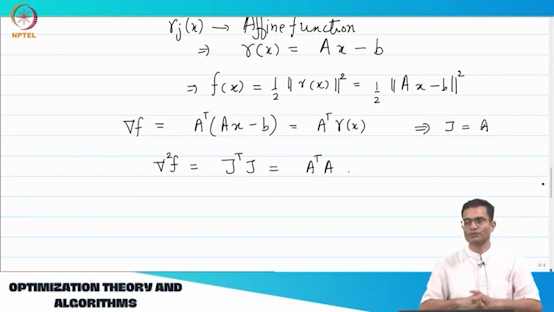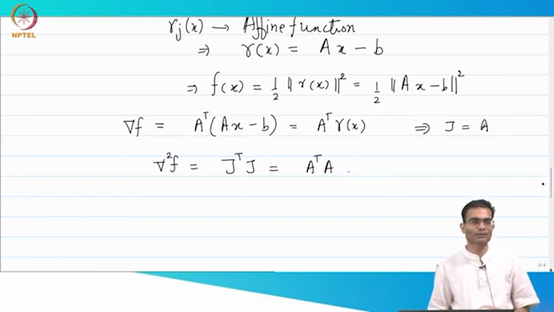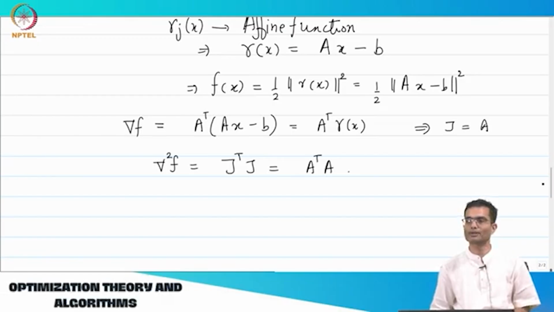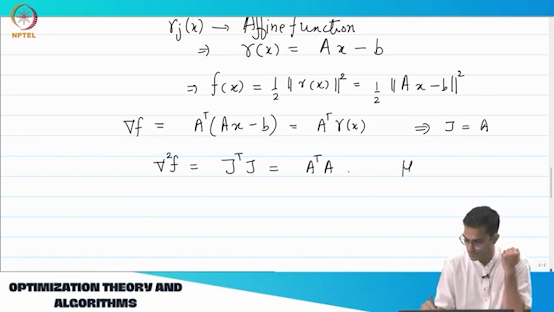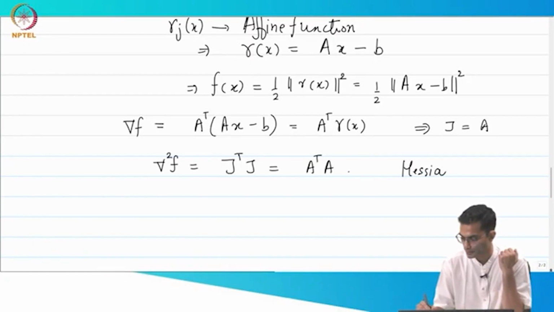Now, supposing I wanted to do, for example, the Newton method or something like that over here. For that, what is the requirement on the Hessian? Positive definite. So the Hessian must be positive definite. Is this expression positive definite?